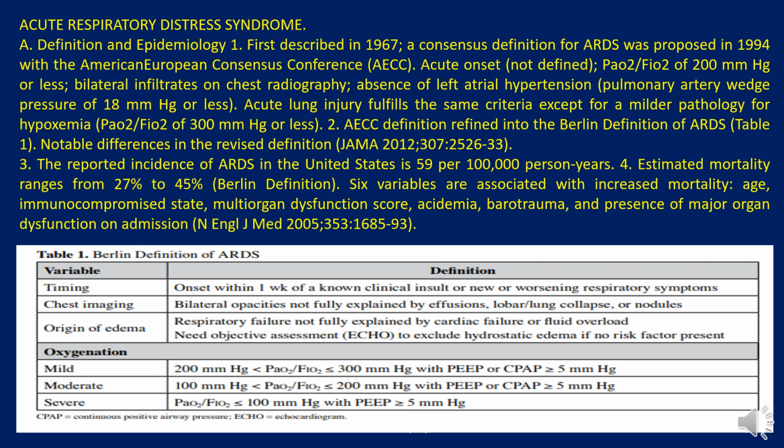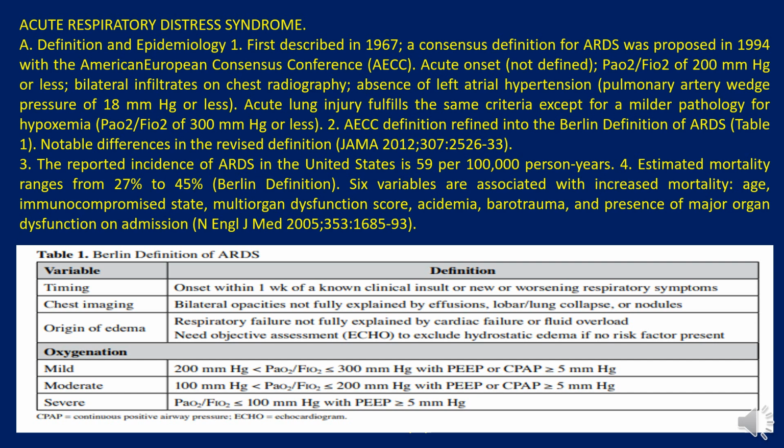2. The AECC definition was refined into the Berlin definition of ARDS, shown in Table 1. Notable differences in the revised definition, published in JAMA in 2012. 3. The reported incidence of ARDS in the United States is 59 per 100,000 person-years. 4. Estimated mortality ranges from 27% to 45%, Berlin definition.